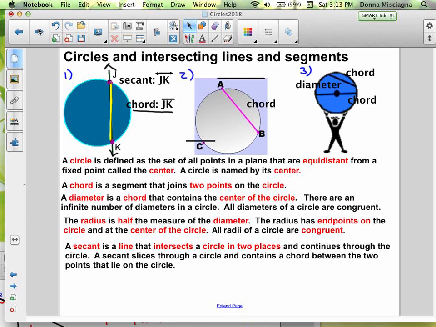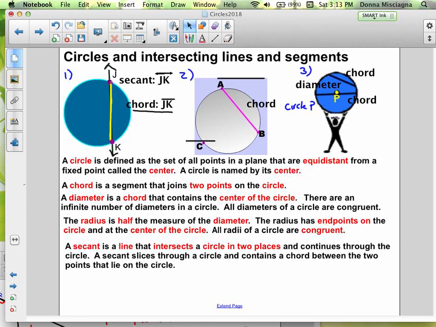I have 3 circles here. I'll just call them a first circle, a second circle, and a third circle. And we're going to look at some features on these circles. So a circle is defined as the set of all points in a plane that are equidistant from a fixed point called the center. A circle is named by its center. So over here, let's say this point is point P, then that would be circle P.